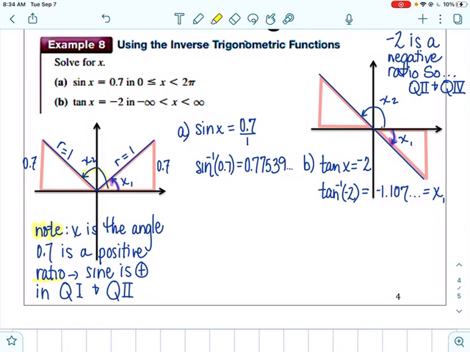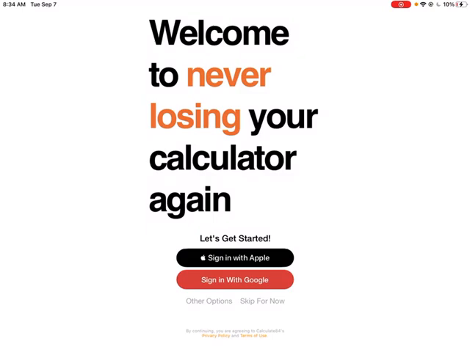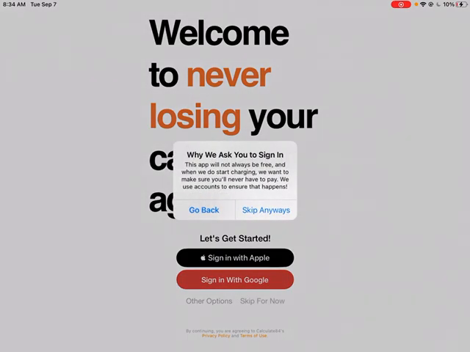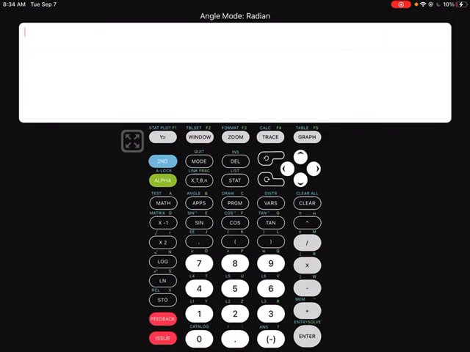So sine x is equal to 0.7, and then when I put that into a calculator, sine inverse, so if I hit second, let's check the mode, make sure that we're in the right mode.